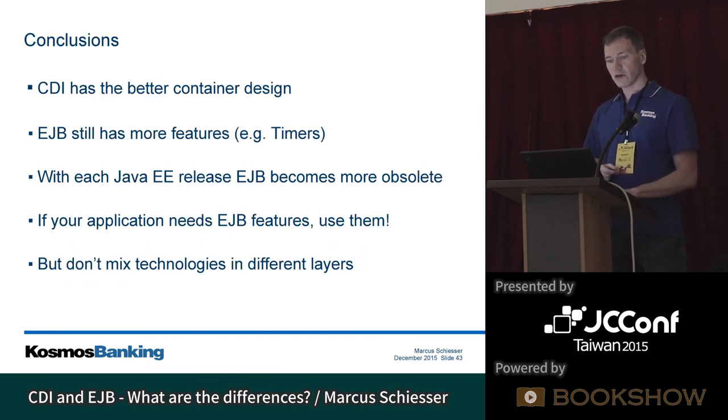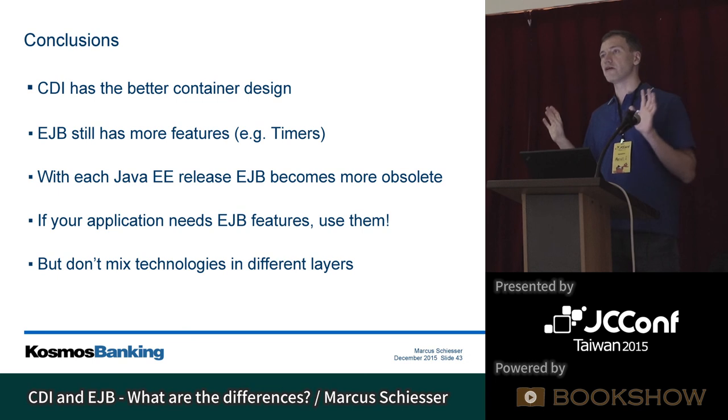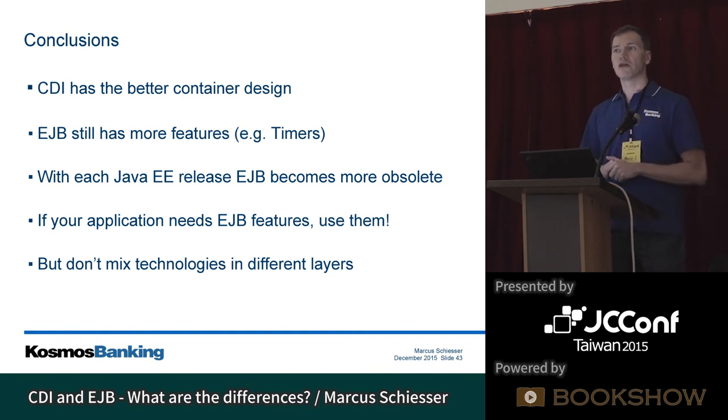So finally, what are our conclusions? CDI has definitely a better container design, the producers, the events, the qualifiers, a lot of nice features. EJB still has more of these enterprise features, like these timers that we were talking about, but we now need CDI extensions to do them. But with each Java Enterprise Edition release, EJB becomes more obsolete because we're getting all these features also in CDI. Anyhow, if your application needs EJB features, like a nice timer, you can use them. There are not many timers in your application, probably. But you shouldn't mix technologies with different layers. That's something I would definitely never recommend.